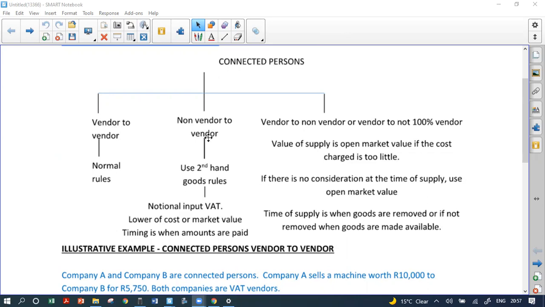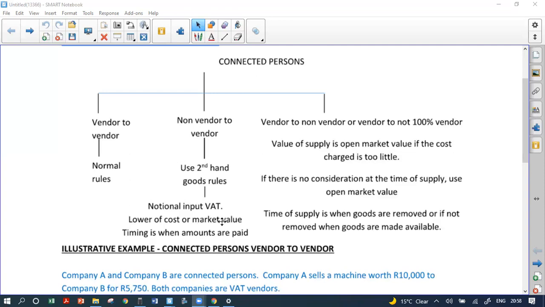If it's a non-vendor to a vendor, it's secondhand goods rules, okay? So what are secondhand goods rules again? Lower of cost or market value for value, and to the extent paid for time of supply. Only when you pay it can you actually claim it. So non-vendor to vendor, connected persons, you use the secondhand goods rules. It's got an anti-avoidance section in it, the lower of cost or market value.